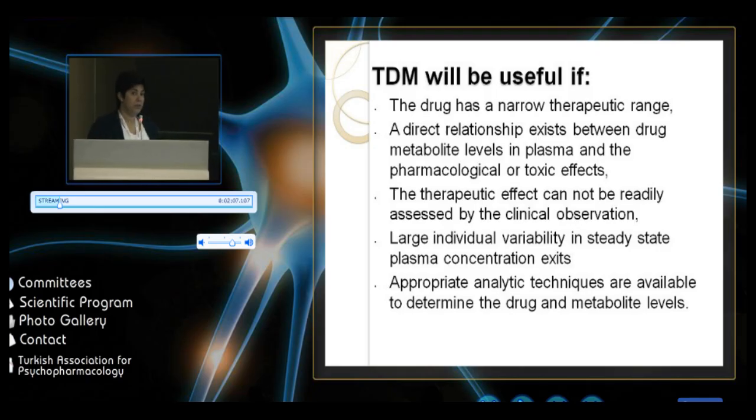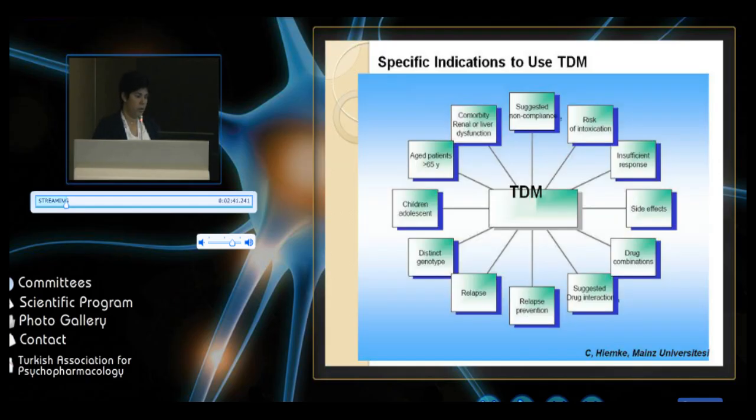Benzodiazepines can easily be adjusted in terms of their dosages by clinical observation. There's only one exception among benzodiazepines, for example, the use of alprazolam in panic disorders. It is recommended to check the TDM to adjust the dose in panic disorders for this benzodiazepine. It's also recommended where there is large individual variability in steady state, and appropriate analytical techniques are also available to determine TDM.